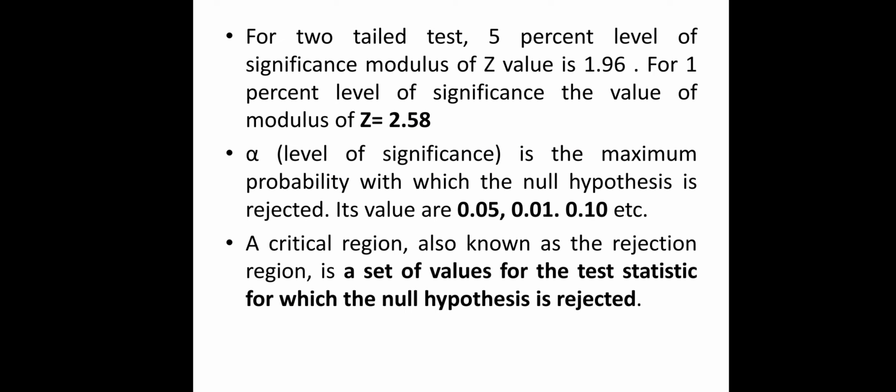So here we can see for a two-tailed test at 5% level of significance, modulus of Z is 1.96, and for 1% level of significance the value of modulus of Z is 2.58. Now alpha, being the level of significance, is the maximum probability with which the null hypothesis is rejected. I have already said that it could be 5% maximum probability with which we are rejecting the null hypothesis, it could be 1%, it could be 10%, it will depend upon the person who is doing this test. And here the critical region is also defined as the rejection region, a set of values of the test statistic for which the null hypothesis is rejected.